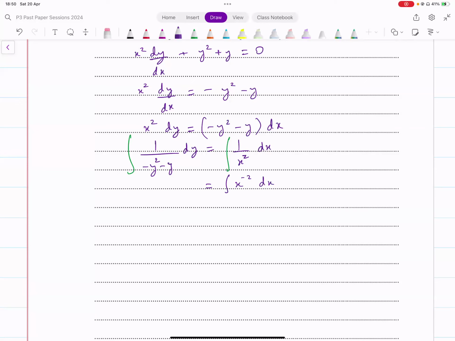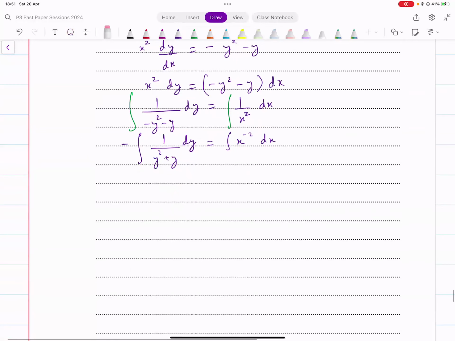Okay. Now, what about this? How do you integrate 1 over minus y squared minus y? We need to think about this. We can start like this. Let's take minus common outside. That will make things simpler. So it becomes minus into integral of 1 over y squared plus y. And now we need to integrate this fraction. Okay. Is that okay until this point? We have just taken minus common from the denominator, so that we're left with y squared plus y inside.